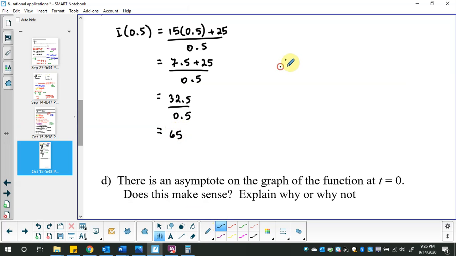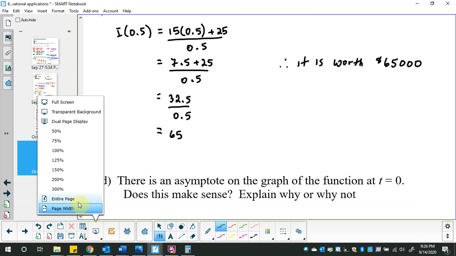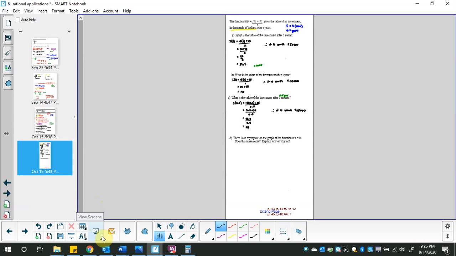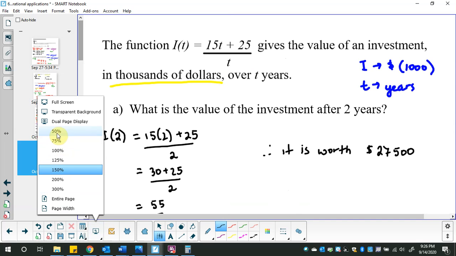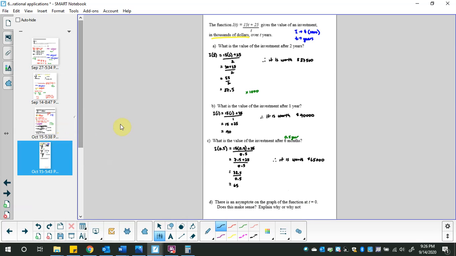So that means at the half-year mark, it is not worth $65, it's worth $65,000. So if I put this on big screen for a second, hopefully you can see a little bit. Ooh, that's terrible. Decent. So this is 2 years, and it was worth, actually, let's start here. This is half a year, and it's worth $65,000. This is 1 year, and it's $40,000. This is 2 years, it's $27,500.